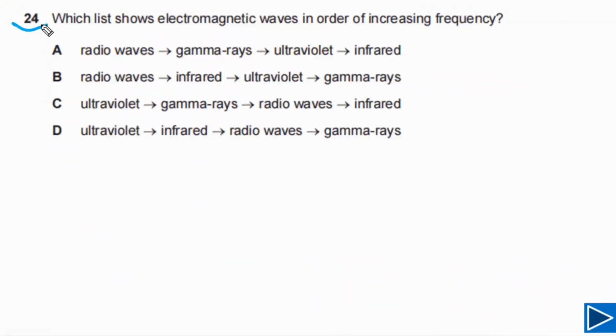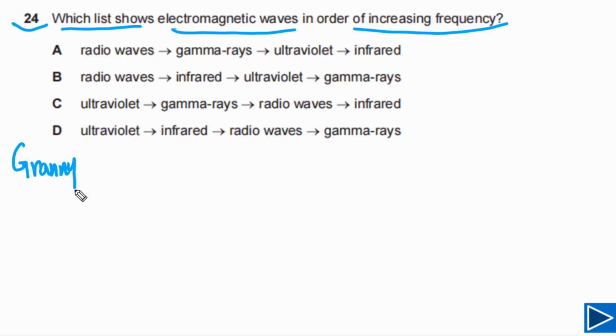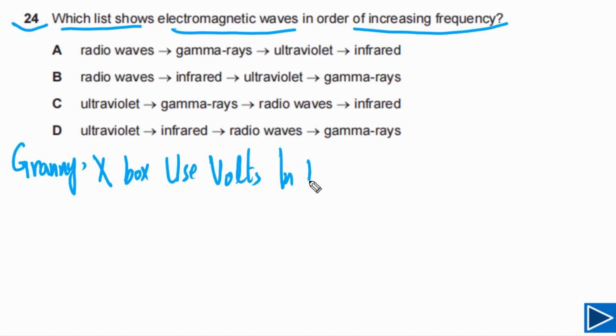Question number 24 is about electromagnetic spectrum. For this question we need to find out which list shows electromagnetic waves in order of increasing frequency. So first of all, let's try to understand electromagnetic spectrum. One way to remember electromagnetic spectrum is, you can simply remember Granny's Xbox use volts in my room. Volts in my room. This is a way to remember the order of electromagnetic waves.